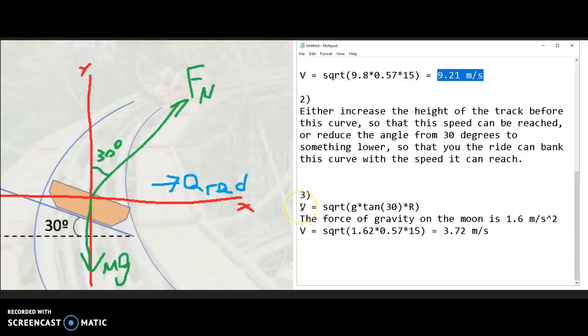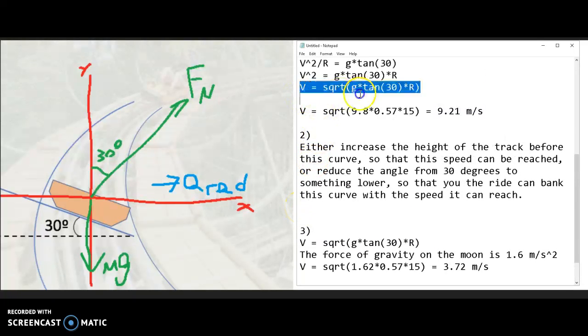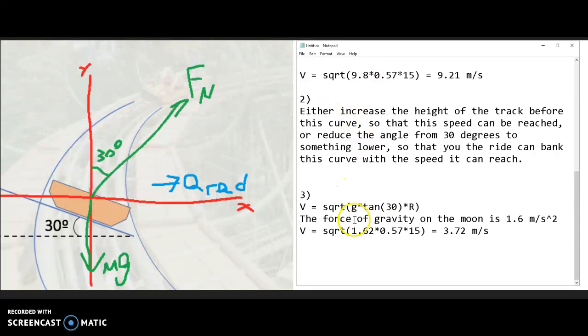To find out the speed we need on the moon, we can simply use this equation here that we already simplified, and instead of using 9.8 for gravity, we use the force of gravity on the moon, which is 1.6, and we get 3.72 meters per second.